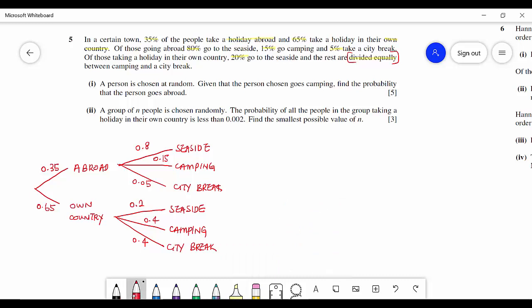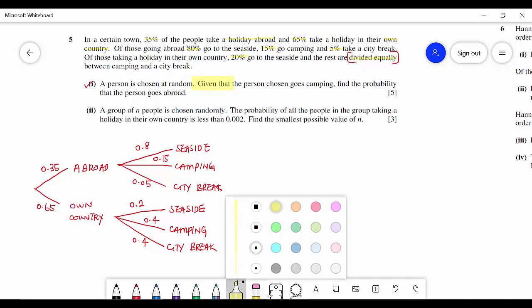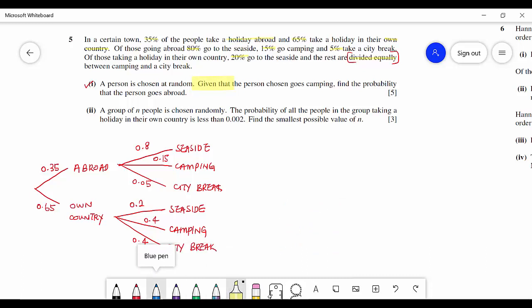All right, so let us have a look at the first part of the question. A person is chosen at random. So given that, please highlight the words given that. This keyword tells you that this is actually a question about conditional probability. The person chosen goes camping, find the probability that the person goes abroad. Since it is a conditional probability, given that, which event happened first? Goes camping happened first. It is known that the person goes camping first, and we want to find the probability that he goes abroad.